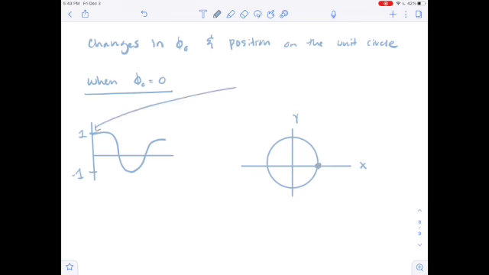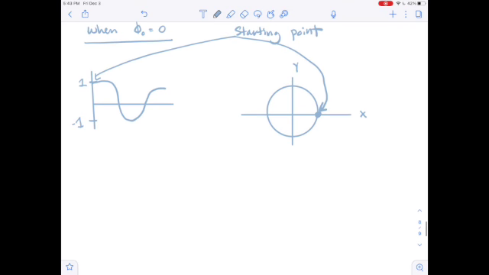For the cosine graph, we want to look at the x value. When time equals 0, and when the unit circle has an angle of 0, we see that the value of x on the unit circle equals 1. So this is how we know that on the graph on the left, the graph would start with 1.